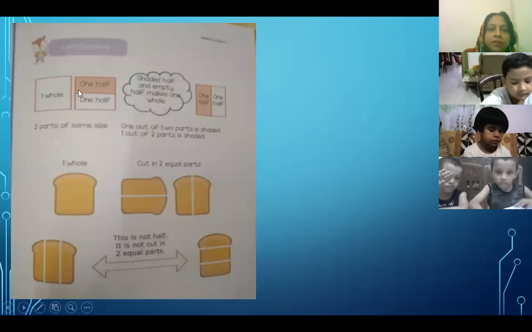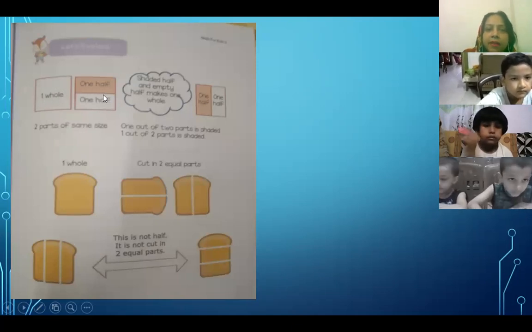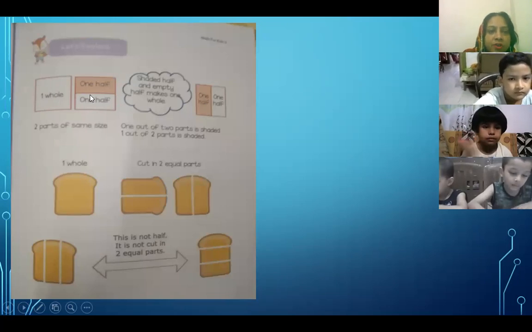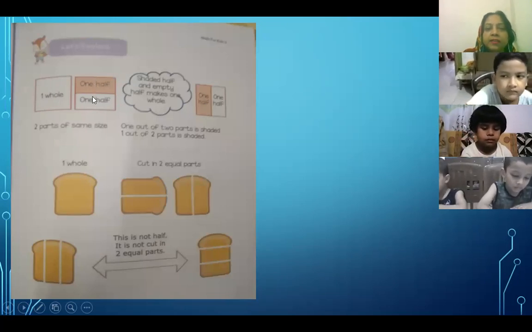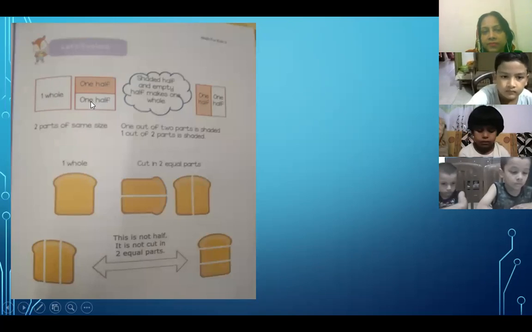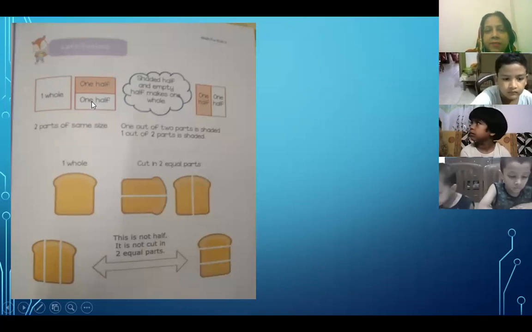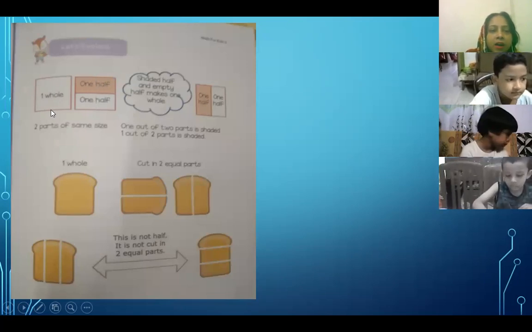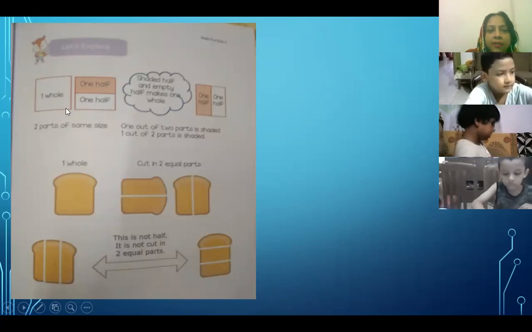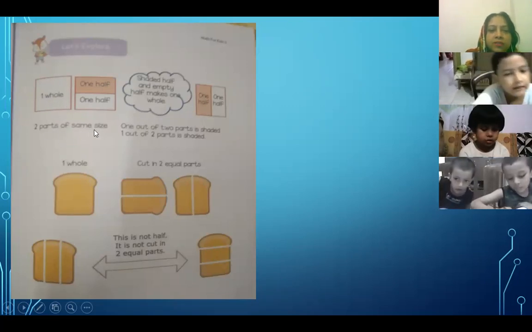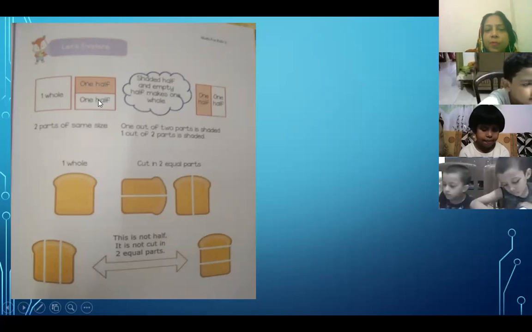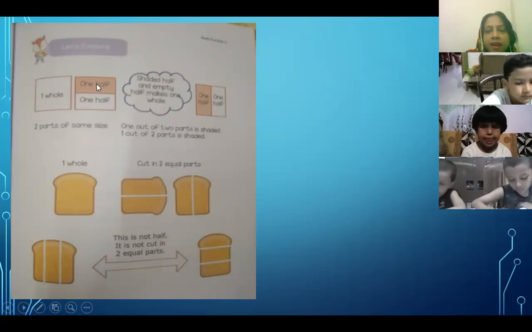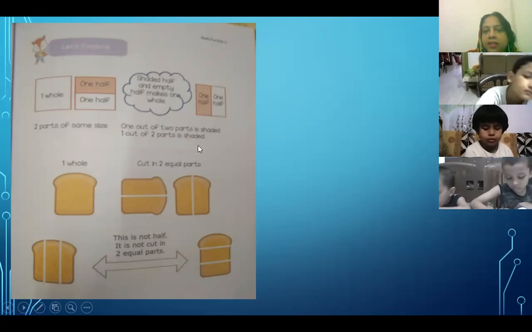See? This is a whole. If you cut this in the middle, you just draw a line. This is one half and this one is one half. The shaded half and empty half make one whole. A whole thing, two parts of the same size. These two parts should be the same size. One out of two parts is shaded.